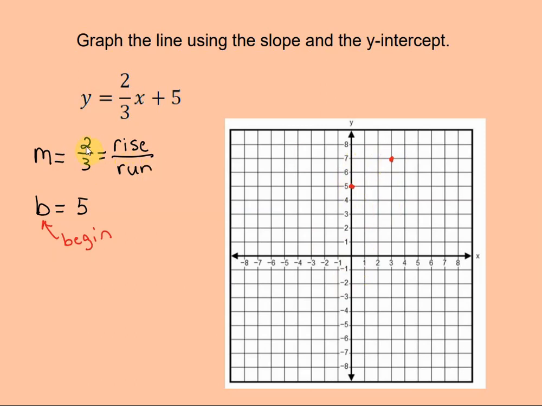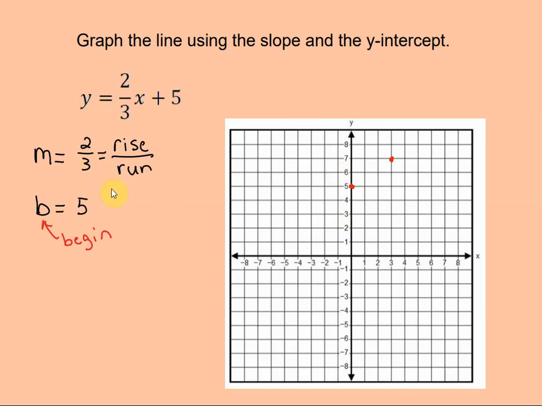Now, we rise, or our numerator tells us how much we rise. If our numerator is positive, we're going to go up. If it's negative, we're going to go down. For our denominator, that tells us how to run. So we're going to run left or right.